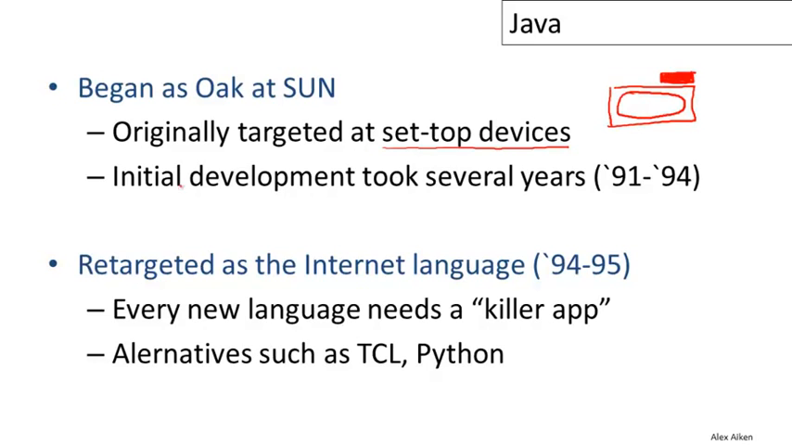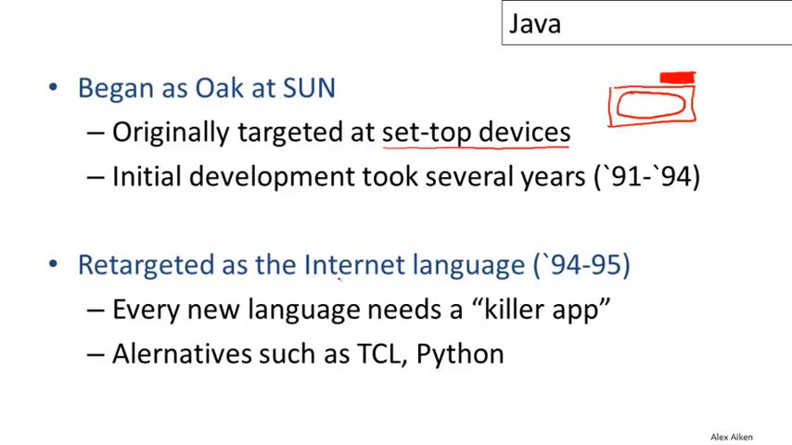The initial development of Oak took several years. I believe the project ran from about 91 to 94. And what happened, at least as I understand it, is that the set-top device market just never took off. It never became a popular idea with consumers. And so there really was a limited potential for Oak at the time.